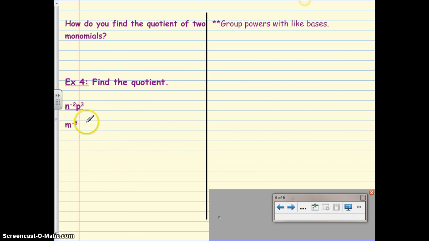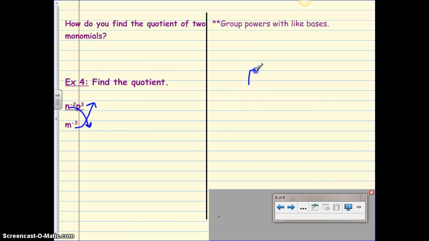Example 4, find the quotient here. The same is true when we have negatives. Again, we want to find like bases, and in this case, we don't have any like bases, so we just want to focus on eliminating those negatives. And to get rid of a negative, remember, we just move that term, either if it's in the denominator to the numerator, or if it's in the numerator to the denominator.